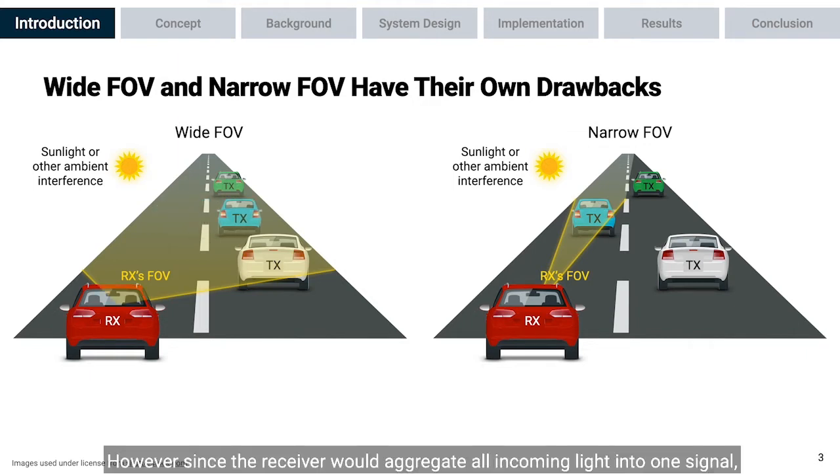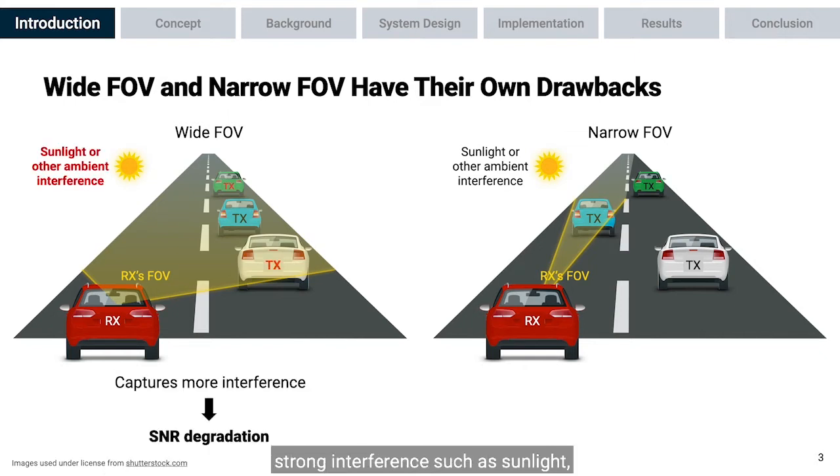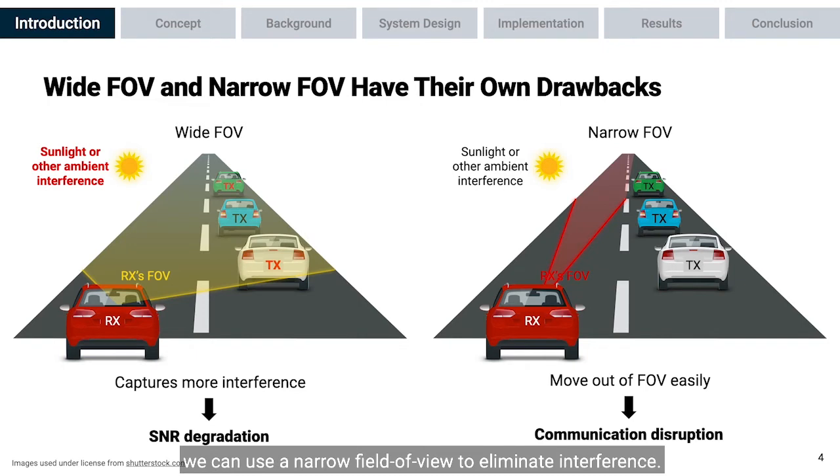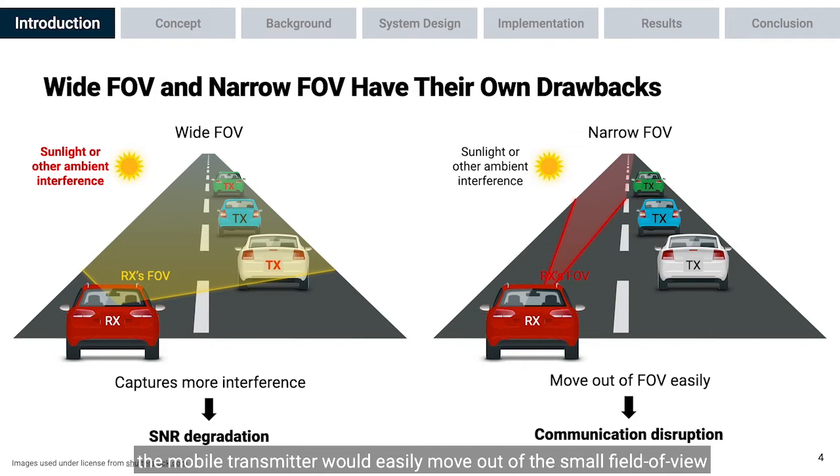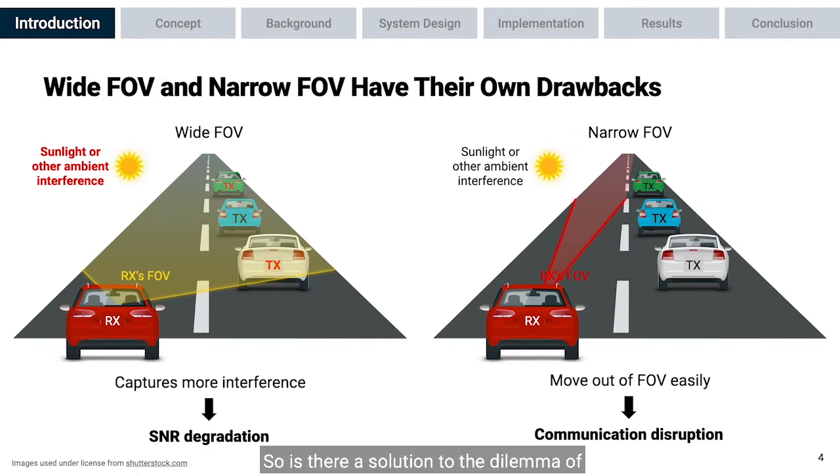However, since the receiver would aggregate all incoming light into one signal, strong interference such as sunlight or those from other transmitting cars would easily enter the receiver. This degrades the signal-to-noise ratio or even completely saturates the receiver. On the other hand, we can use a narrow field of view to eliminate interference. But in this case, the mobile transmitter would easily move out of the small field of view and often disrupts the communication link. So, is there a solution to the dilemma of choosing between wide and narrow field of view?